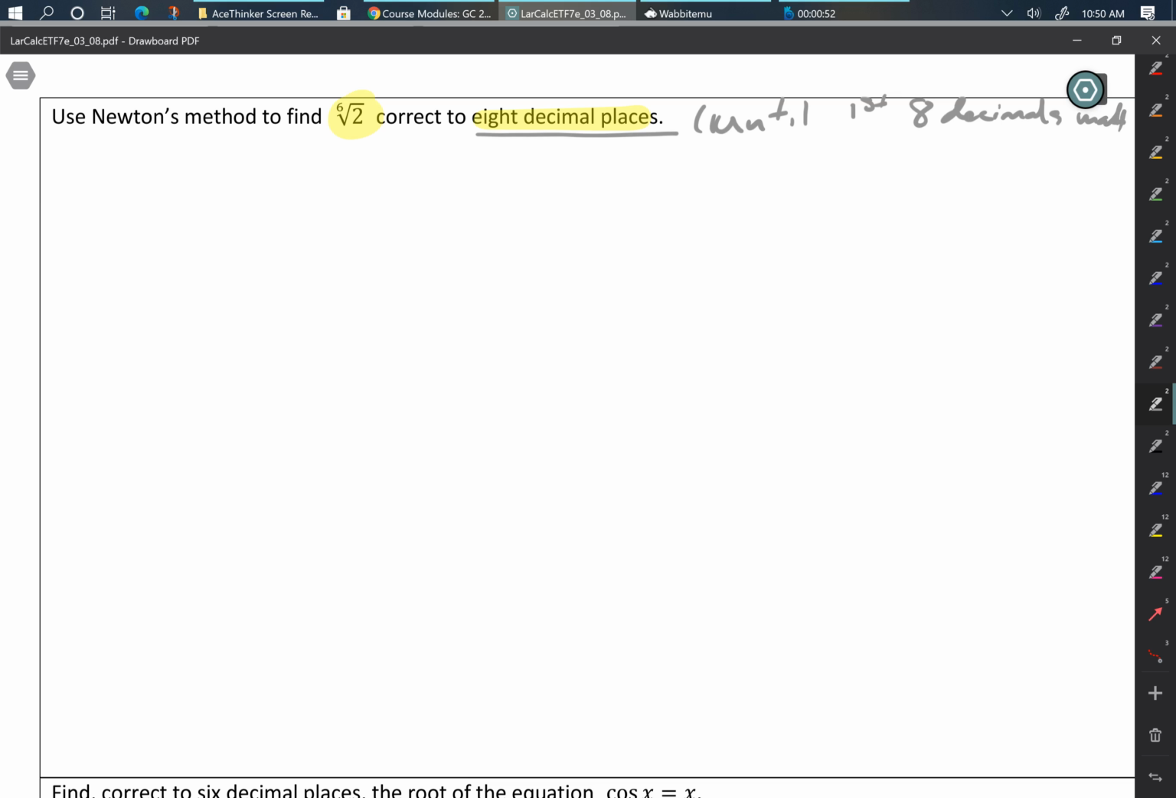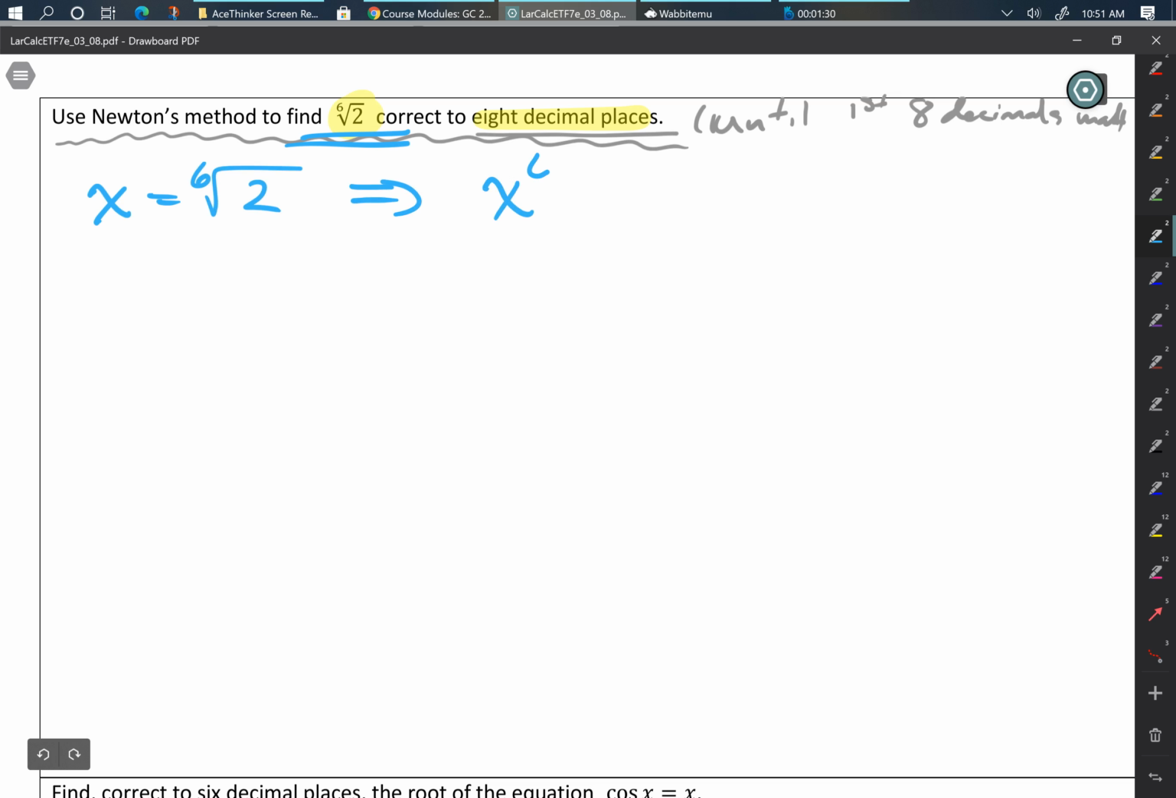All right, but I got a problem. Newton's method is a technique for finding when a function crosses the x-axis, or when a function is equal to 0. I don't see a function in here anywhere that I'm going to set equal to 0. So what am I going to do? Well, I'm going to take what they've asked me to find and rewrite that as a function. If my job is to find a value x that is equal to the 6th root of 2, that's the same thing as saying, when will x to the 6 minus 2 be equal to 0?